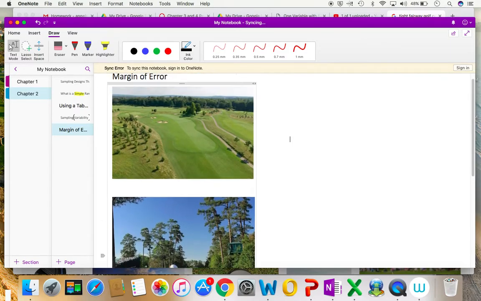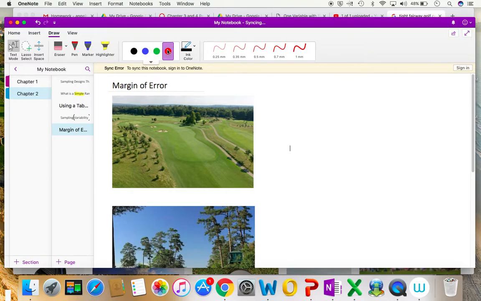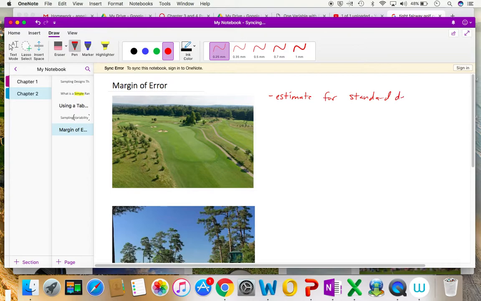Okay. Now, let's take a break from the golf analogy here. What is margin of error, and what does it do for us? Originally, I said it is an estimate for standard deviation. Okay, so let's start there. It's an estimate for standard deviation, and we'll talk about standard deviation as we get deeper into this course, and we'll come up with an actual calculation for standard deviation.